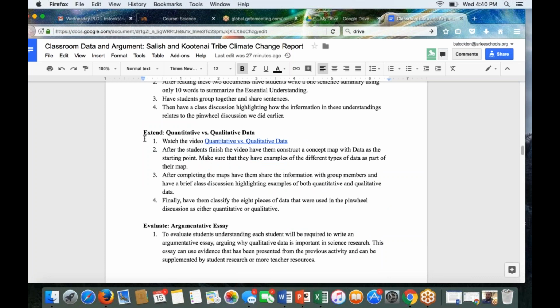And then for that second extension, we would have quantitative and qualitative data at the forefront, where we introduce those actual terms if we haven't already, and make sure that they understand the difference between the two.